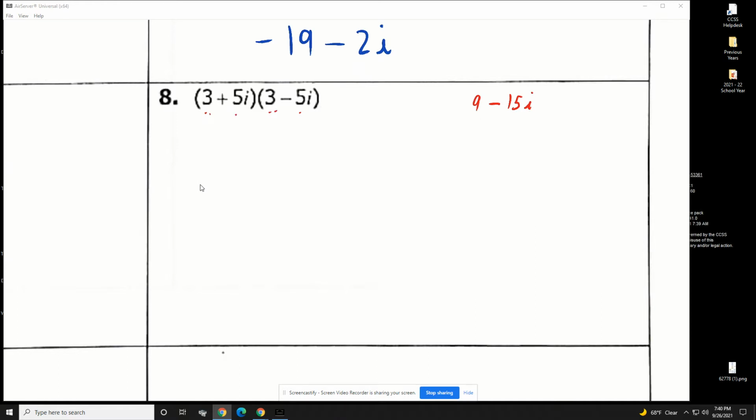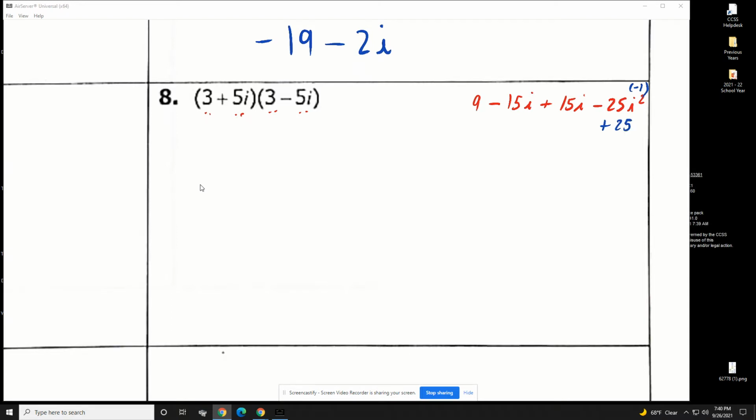Positive 5i times 3 is the same thing. It's positive. And then finally, positive 5i times -5i. Positive 5 times -5 is -25. And i times i is i squared, which we've been talking about. So that i squared is -1. So it's going to change that to plus 25, right?